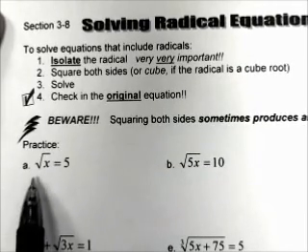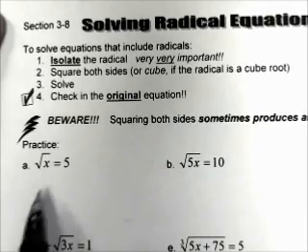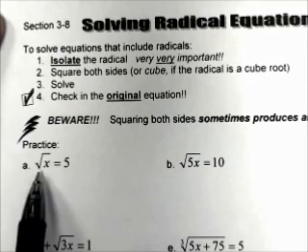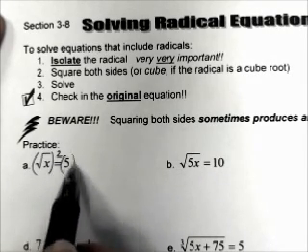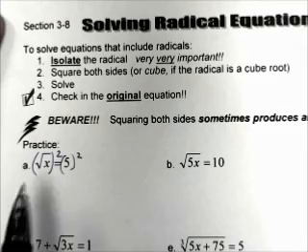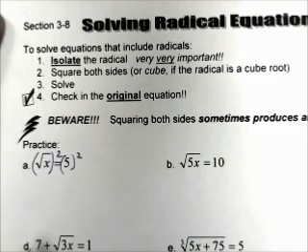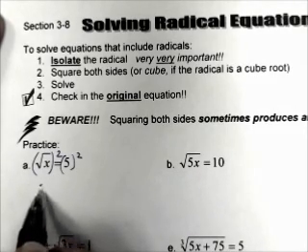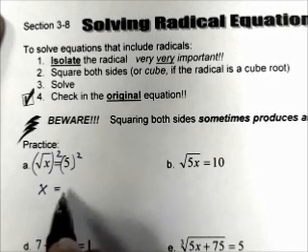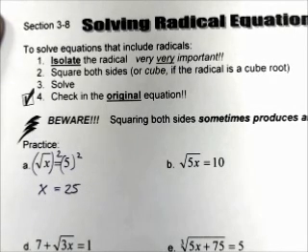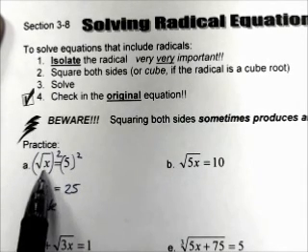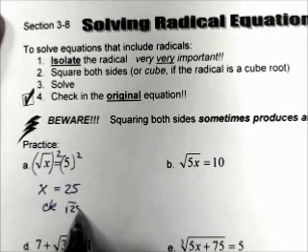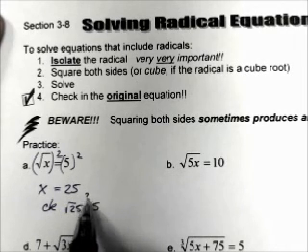For practice, A, we have the square root of x is equal to 5. The radical is isolated, so we square both sides. Square root of x squared is x. 5 squared is 25. So x equals 25. Check. Go back to the original. Does the square root of 25 equal 5? Yes.